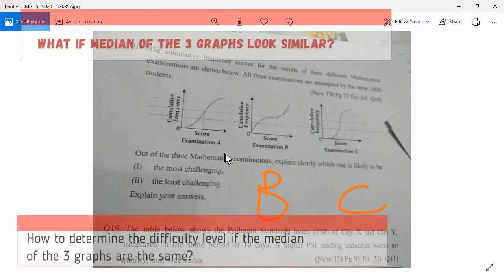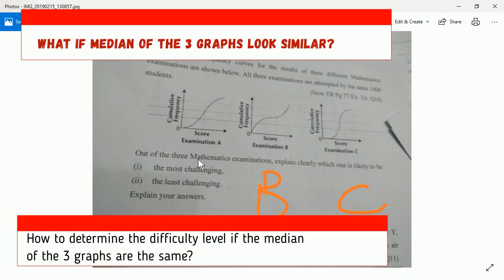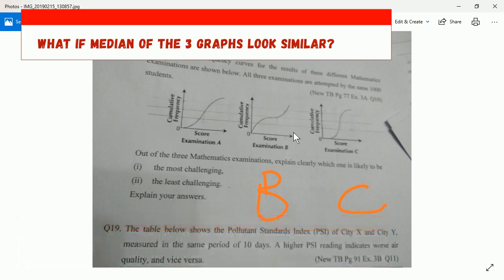I'm sure all of you must be thinking, okay, let me check the median first. But in this case, what if the median is around the same? Then how will you know which? You can no longer use the median to gauge like that. That's why you need to understand the box and whiskers, how it looks in the cumulative graph and how this graph looks in the box and whiskers plot.